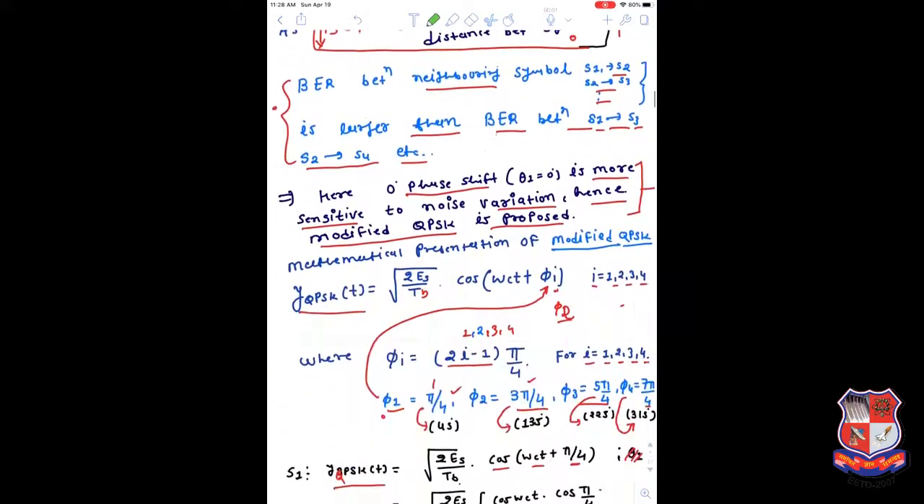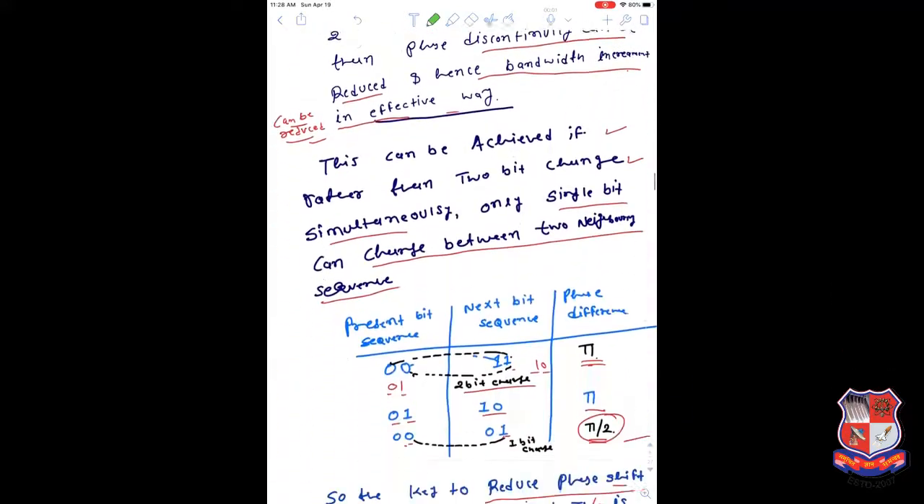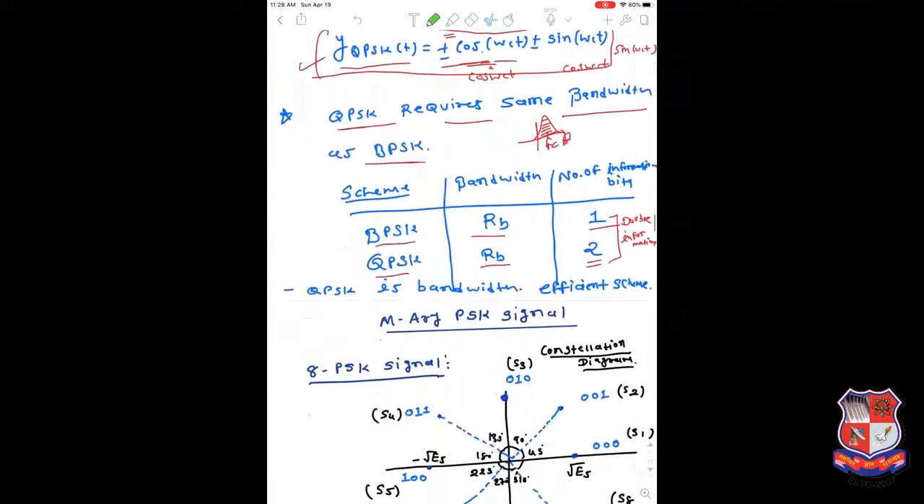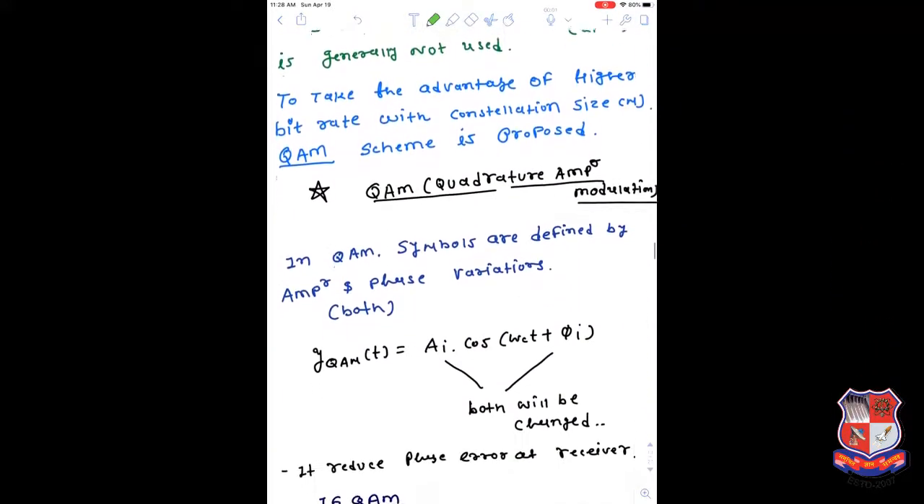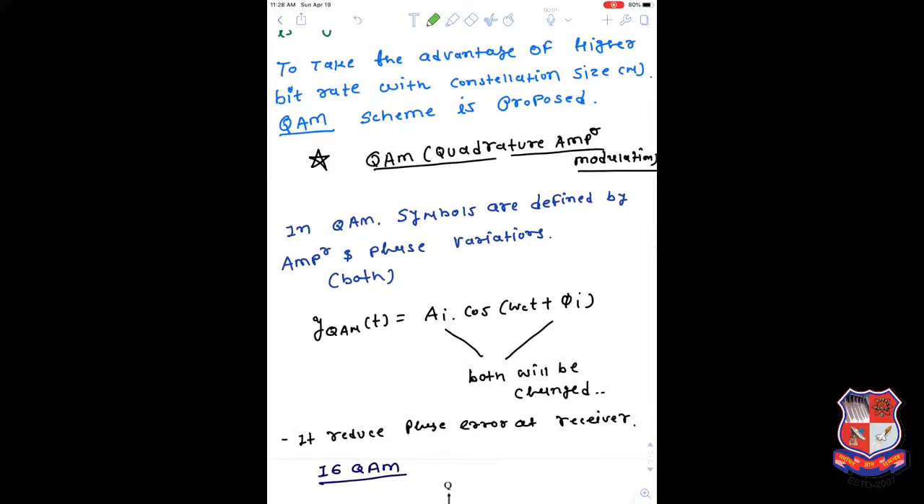Now, in today's lecture, we will learn about two very important modulation schemes. One is quadrature amplitude modulation, simply known as QAM, and the other is continuous phase modulation, simply known as CPM. We'll try to look over all these modulation schemes today. And we will conclude this lecture with concluding remarks comparing all the modulation schemes like ASK, FSK, and PSK with their bit error rate performance. So here we are going to start with quadrature amplitude modulation.